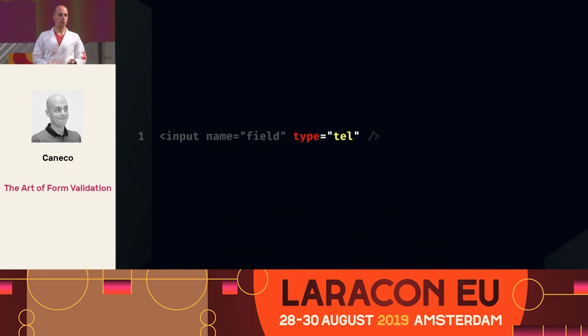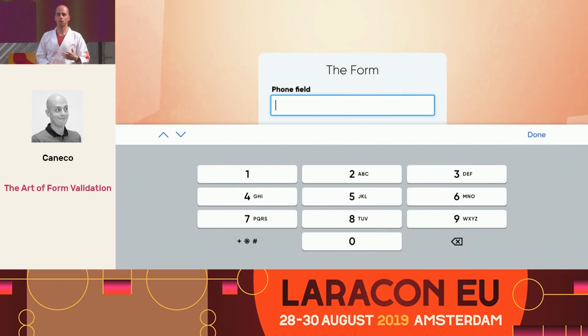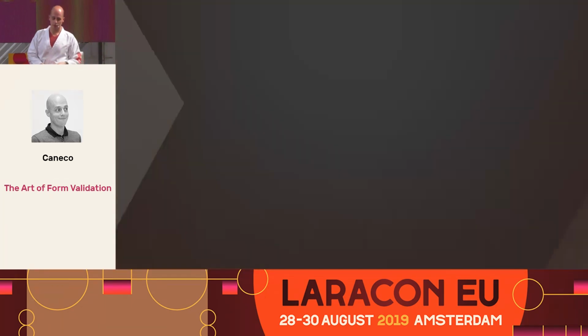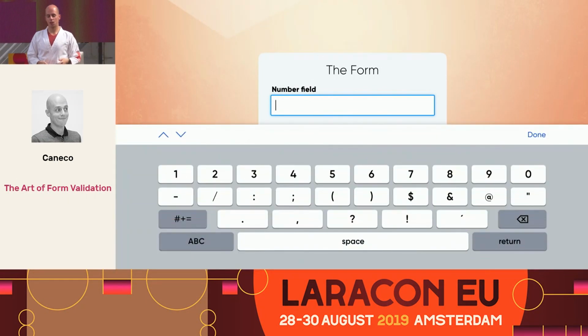You also have the type tel. The type tel shows this keyboard. This will be a lot easier for the user and will tell them right away that I want a number, not a text. And you also have number, which actually shows the first line of numbers and shows the rest of the keyboard like that.